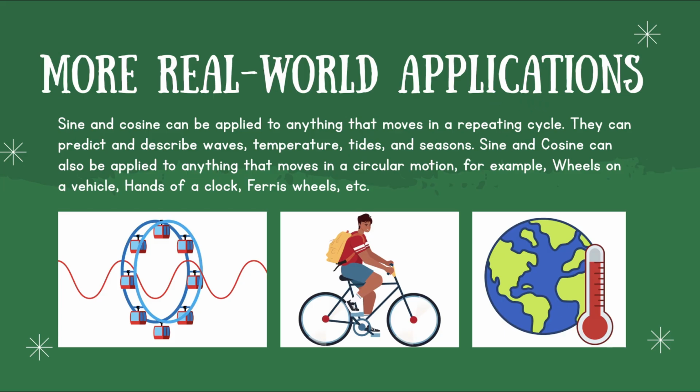This is because something that moves in a circular motion gives us the graph of a sine function, because when it rolls, it goes up, down, and back up again, like a wave almost.